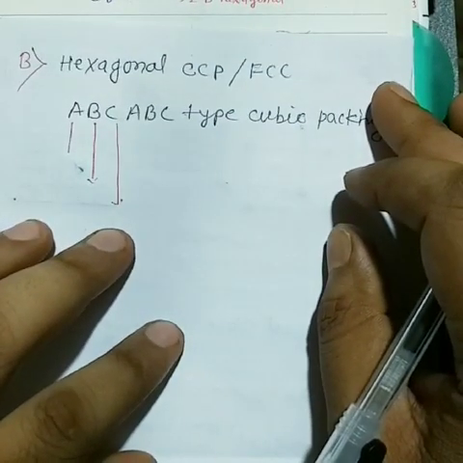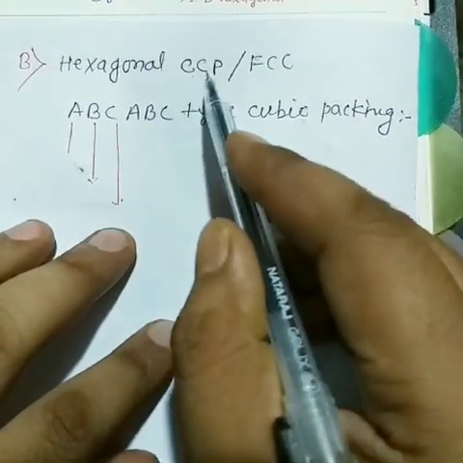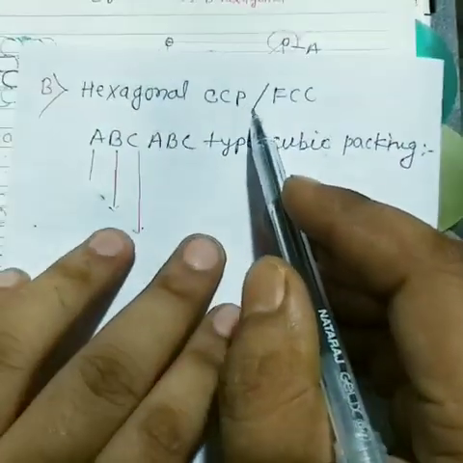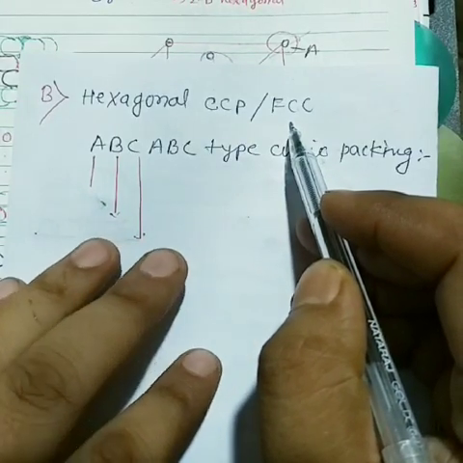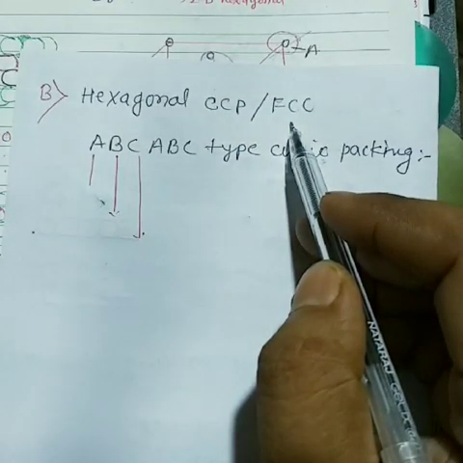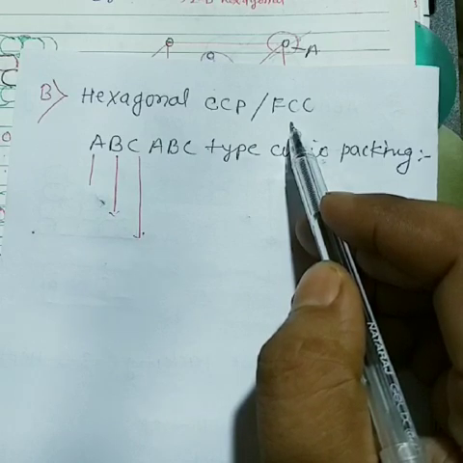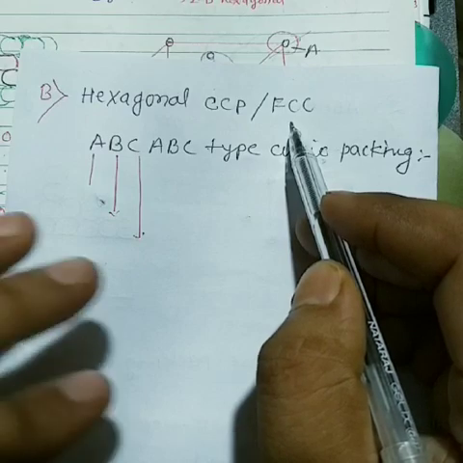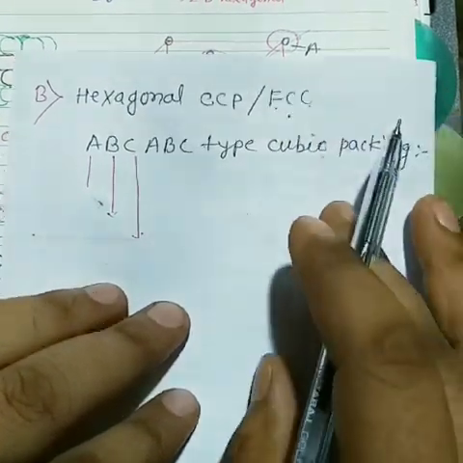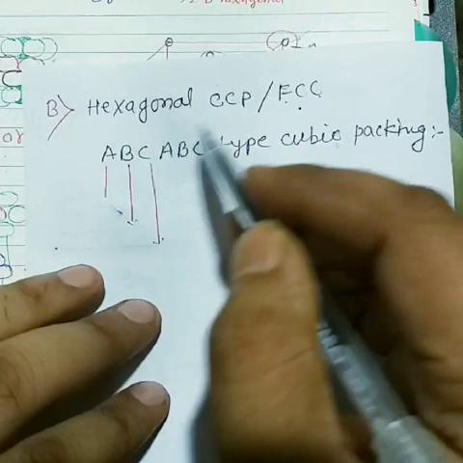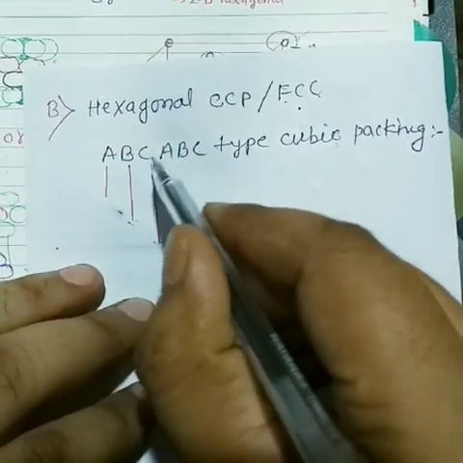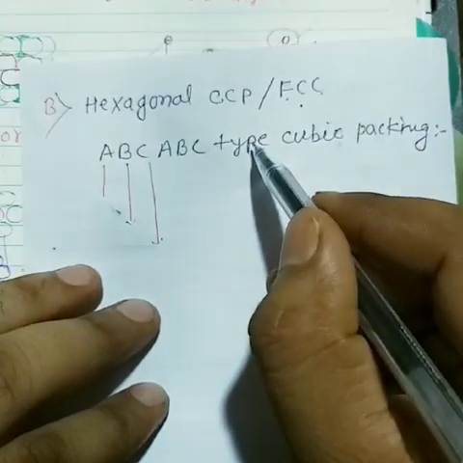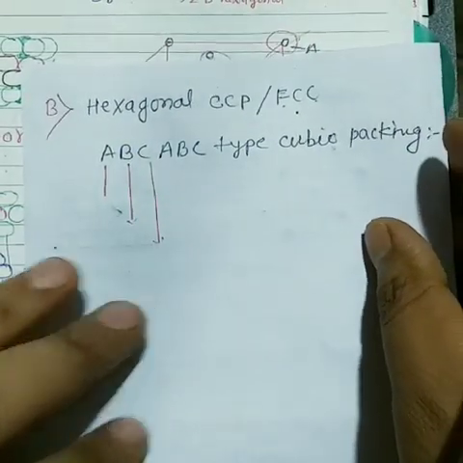And the last topic in this video, cubic close packing, which is also known as FCC. So here it is very important. Now the last topic: we discussed BCC-like structure, and here it is FCC-like structure. So now the second type of close packing system, here it is ABC type cubic packing.